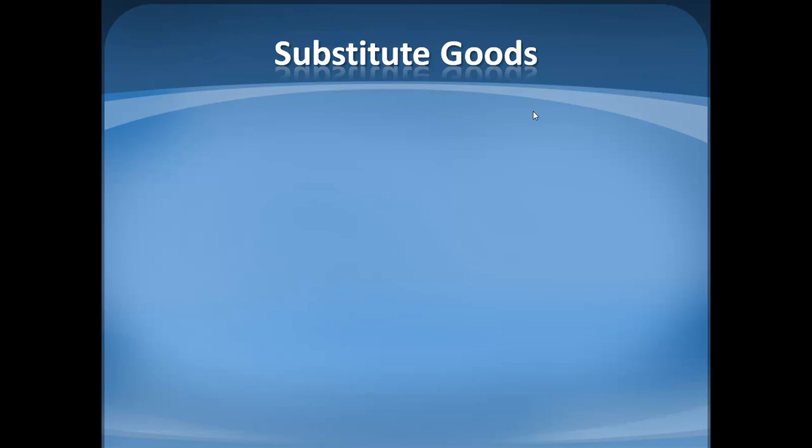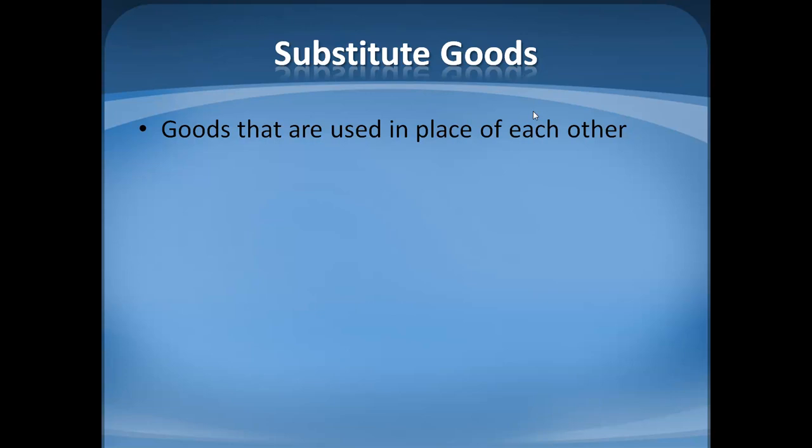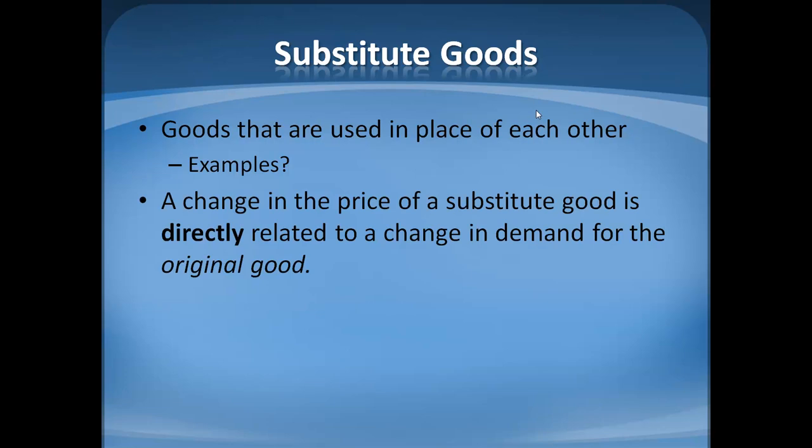Substitute goods. Goods used in place of each other. In other words, I can easily replace something with something. Subway with Jimmy John's. McDonald's, here's the food thing again. Geez, no wonder I need to work out more. Carbonis with Spiral. Coke with Pepsi. Those are the easy ones I use. A change in the price of a substitute good is directly related to a change in the demand for the original good. In other words, I'm looking again at the original good. What happens to my alternatives will affect what I want with the original good.